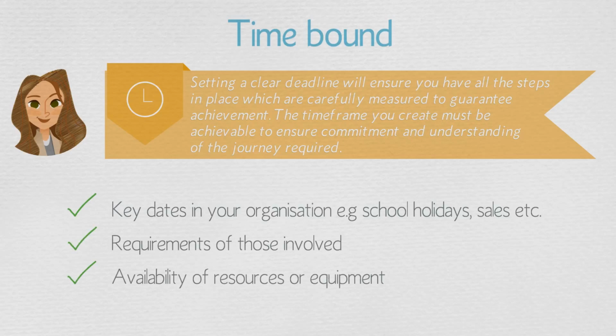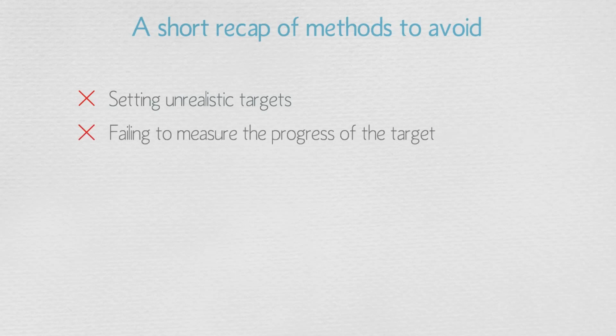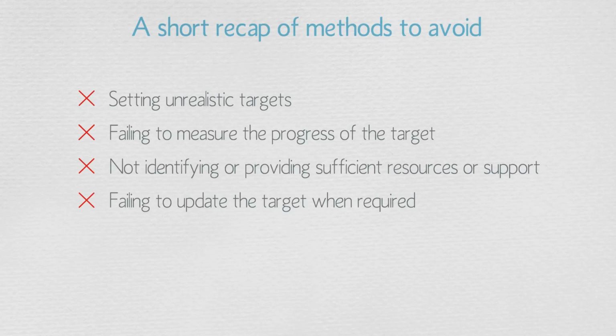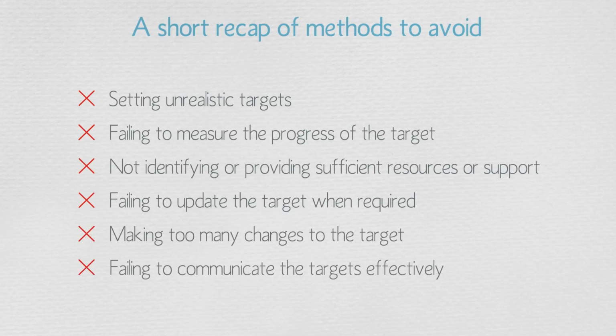Now that we've had a look at the importance of setting SMART targets and how we can start planning those, let's have a short recap of methods to avoid. Setting unrealistic targets. Failing to measure the progress of the target. Not identifying or providing sufficient resources or support. Failing to update the target when required, making too many changes to the target, and failing to communicate the target effectively.